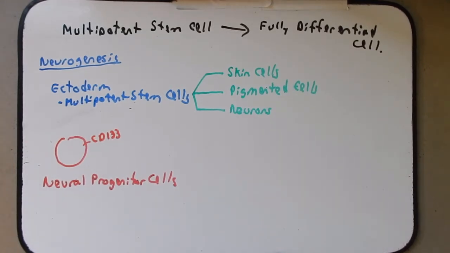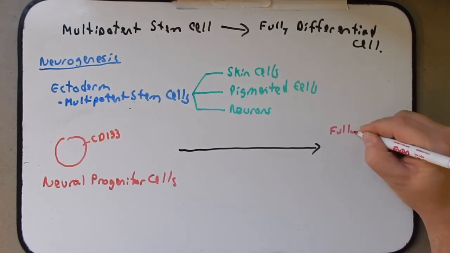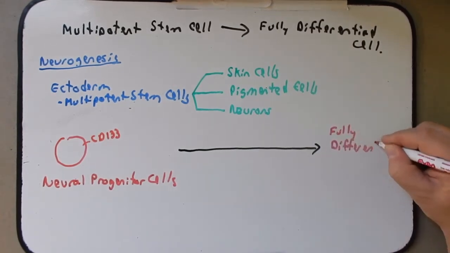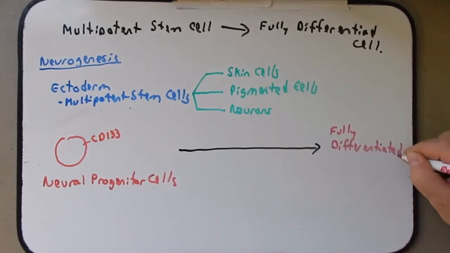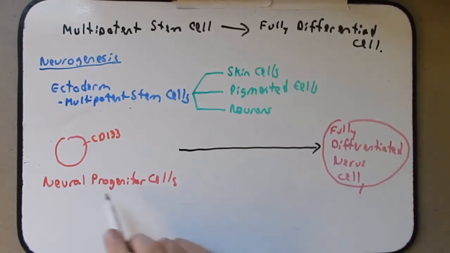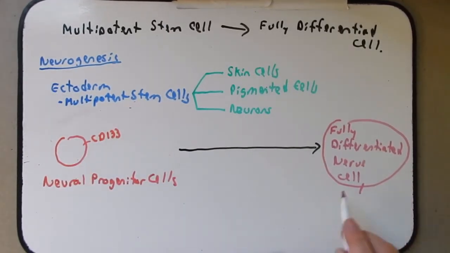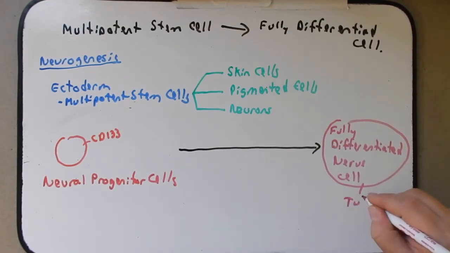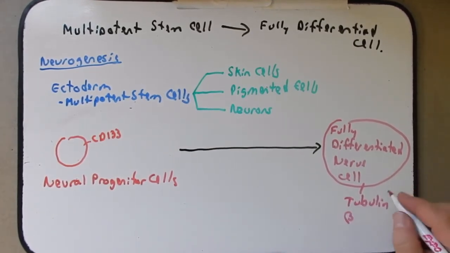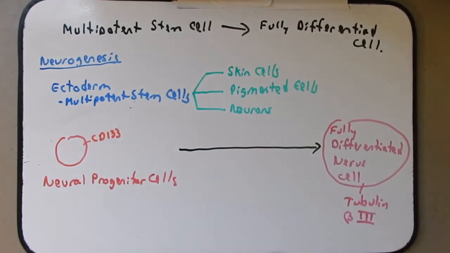Now, how are we going to go from this neural progenitor cell all the way to a fully differentiated nerve cell, which can be easily distinguished from these progenitor cells because they don't have CD133, but they have another marker, and it's called tubulin beta 3 on the inside of the cell. And this is a good marker for a terminally differentiated nerve cell in this pathway.